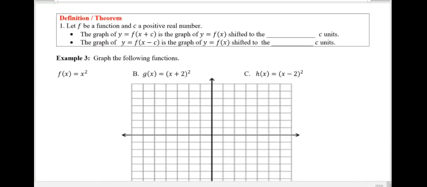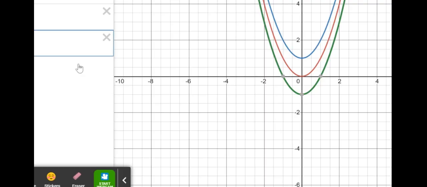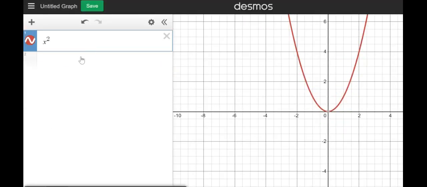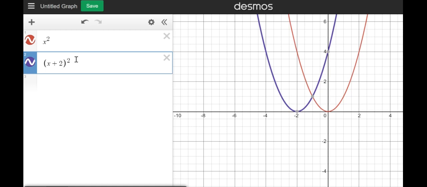So now let's look at another set. Notice now that instead of having x squared plus 2, the 2 is being added inside of that parentheses. So it's a little bit different situation. I'm going to use the computer so we can explore what happens with that graph. Here we have the x squared, but this time we're going to add a plus 2 inside. Notice that the graph this time got shifted to the left 2 units.